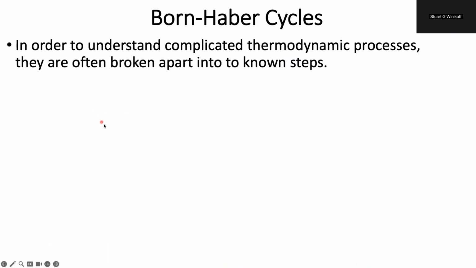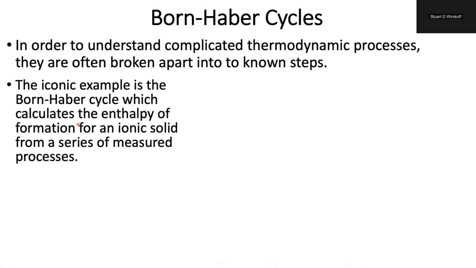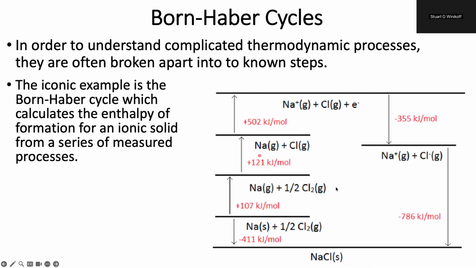Now, one of the most iconic examples of this is going to be the Born-Haber cycle. This is really a good example of if I've got a very complicated process, I can break this reaction into known steps and then figure out the step I don't know. The Born-Haber cycle is used to calculate the enthalpies of formation for an ionic solid. And this can be done by working our way through the system.